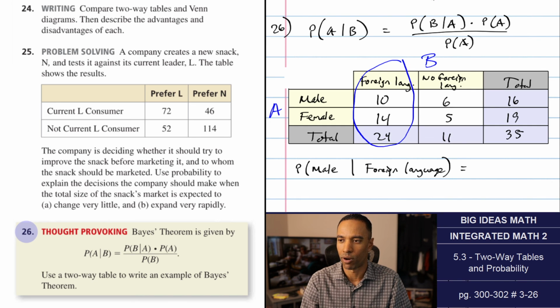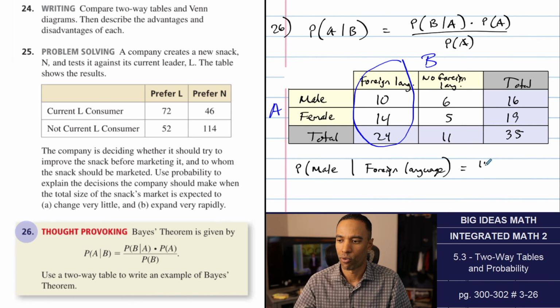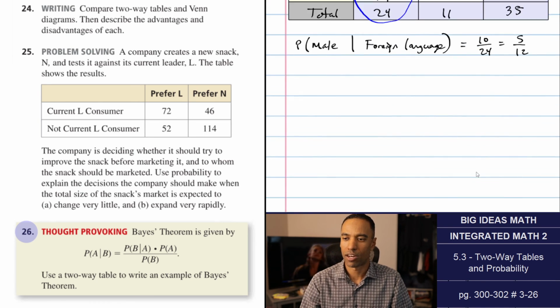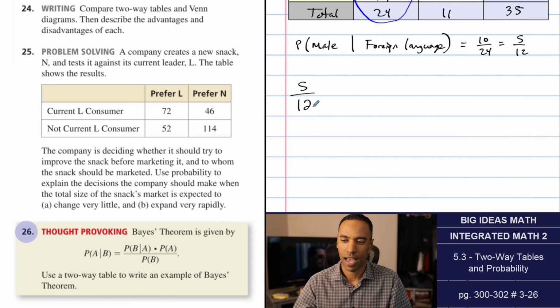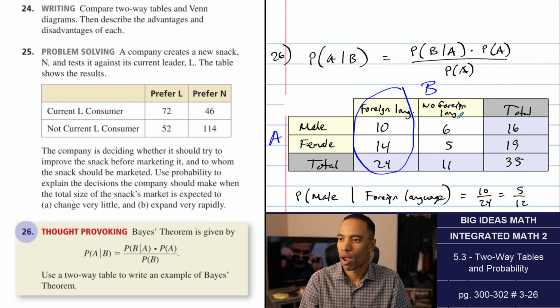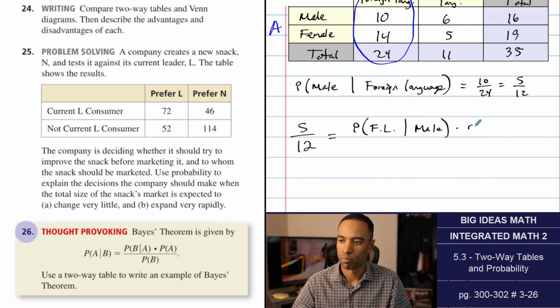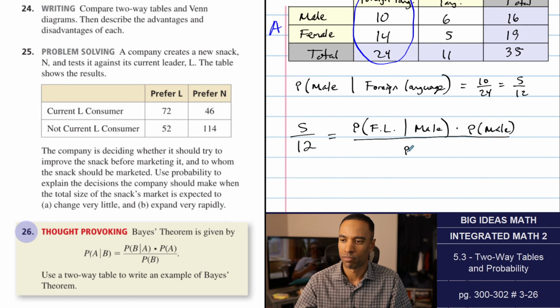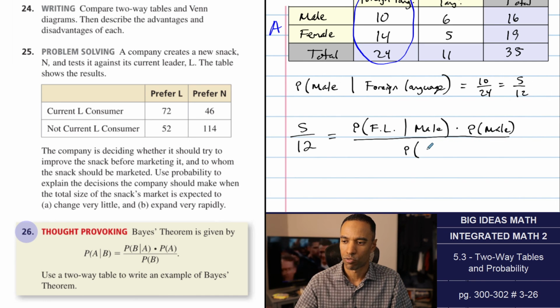That's 10 out of 24, which I'll keep as a fraction for now. That's 5 out of 12. Let's see if that equals probability of foreign language given male, times probability of male, probability of A, divided by probability of, I guess, foreign language.